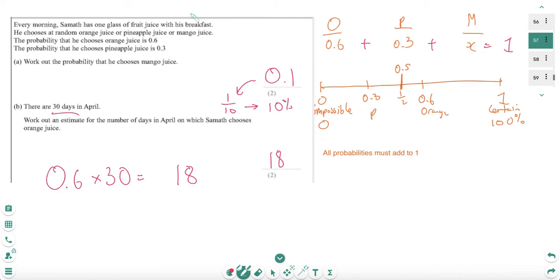If it was pineapple juice, we just do 0.3 times 30. If it was mango juice, it would be 0.1 times 30. So you just get the probability and times it by the number of times he's repeating this experiment. In this case, it was 30 days.